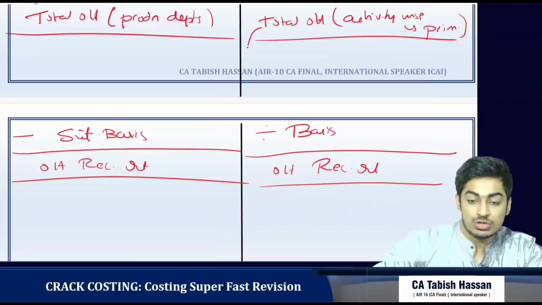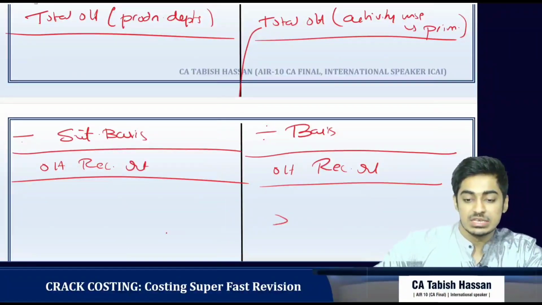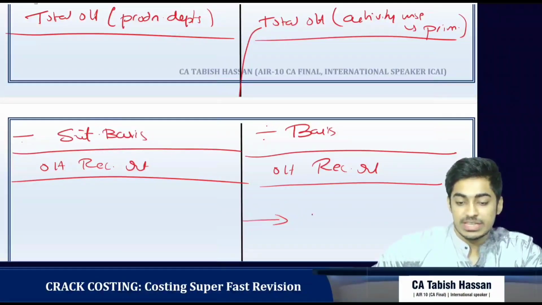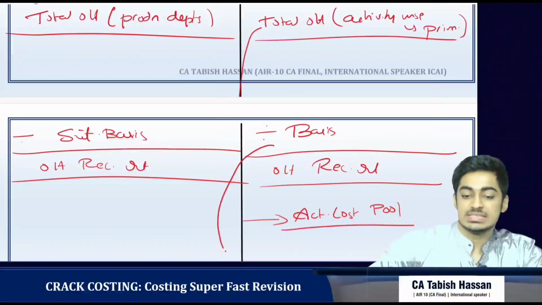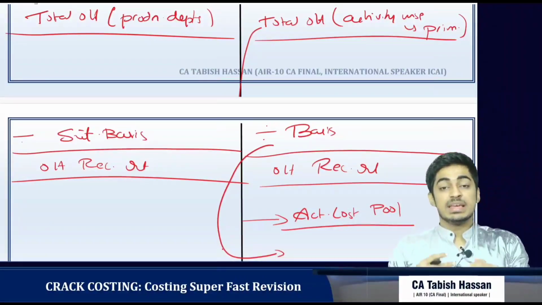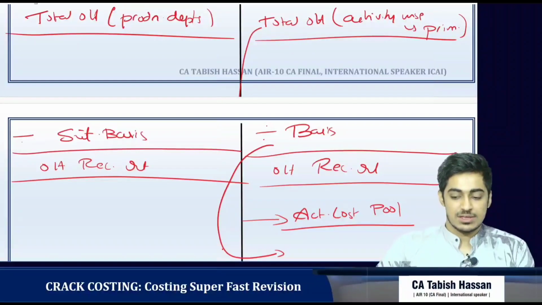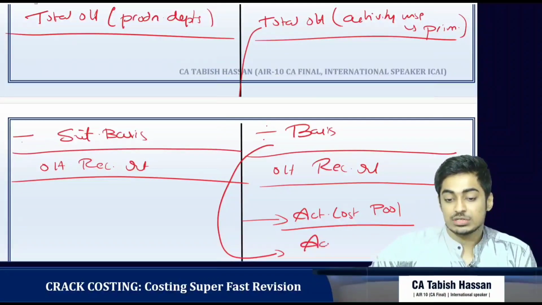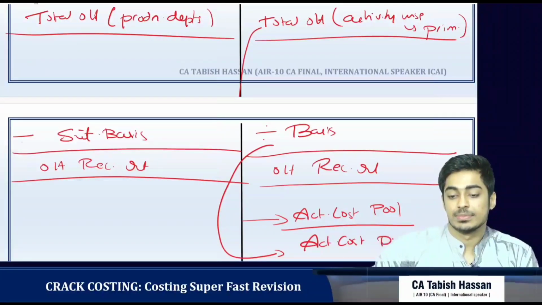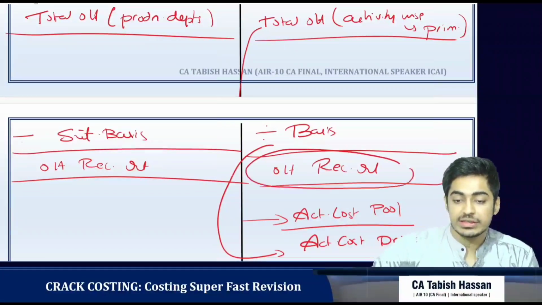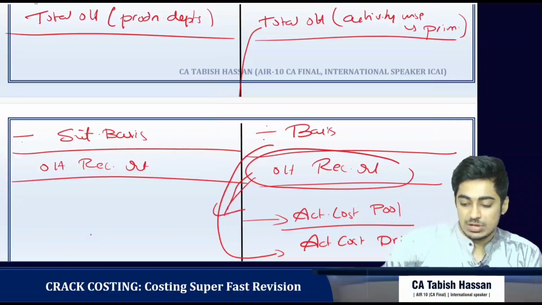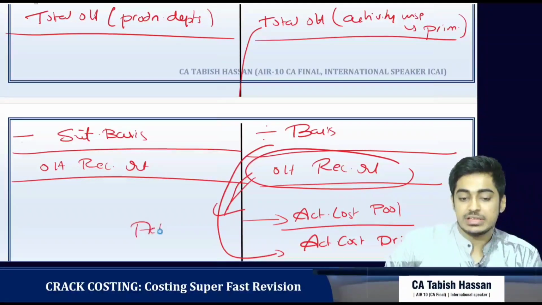So the total overhead activity wise, we call it by the name activity cost pool. The basis due to which cost changes, we call it as activity cost driver. And the overhead recovery rate in activity based costing, we call it as activity cost driver rate.